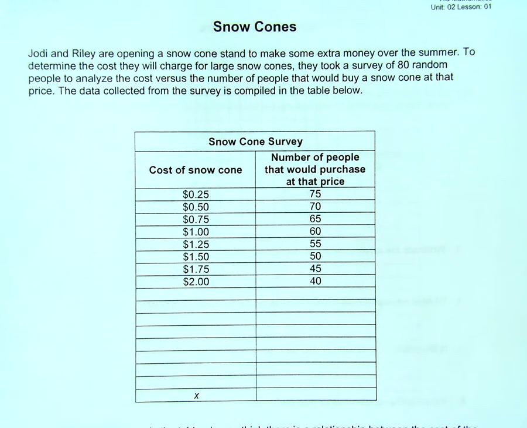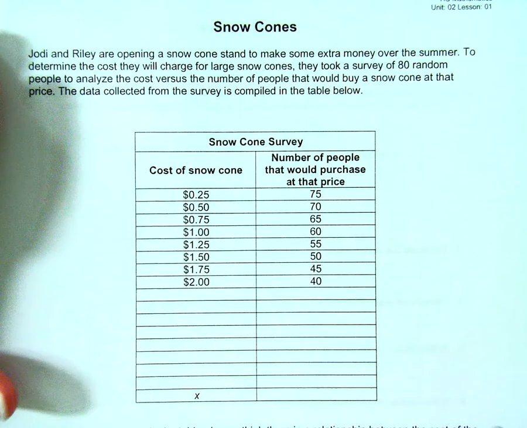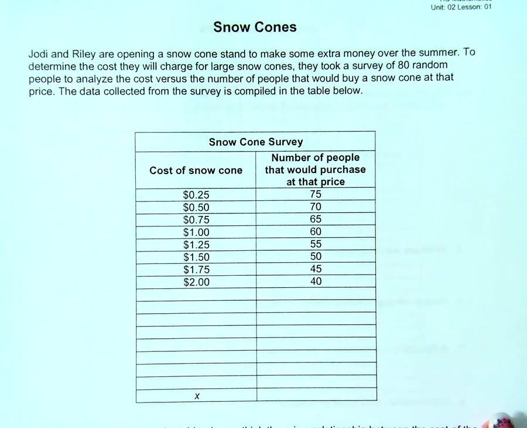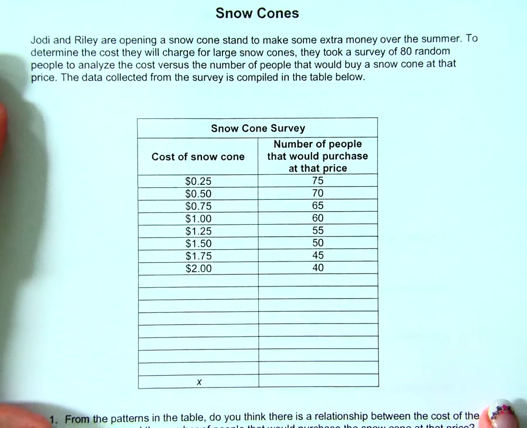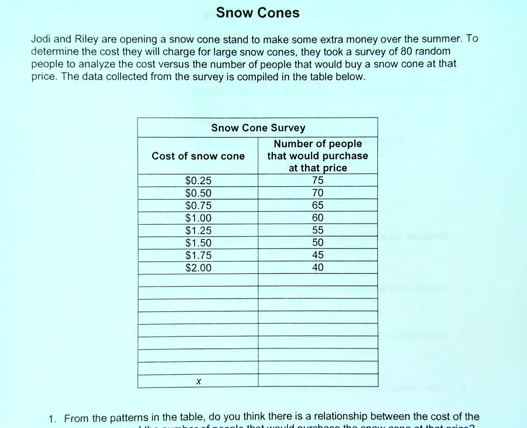So problem number 1 says, from the patterns in the table, do you think there's a relationship between the cost of the snow cones and the number of people that would purchase the snow cones at that price? Explain your reasoning and use the pattern to extend the table. Okay? Now, most people the rest of this day have done the pattern first. They've extended the table first. Did you guys do that too, or did you answer the question first?